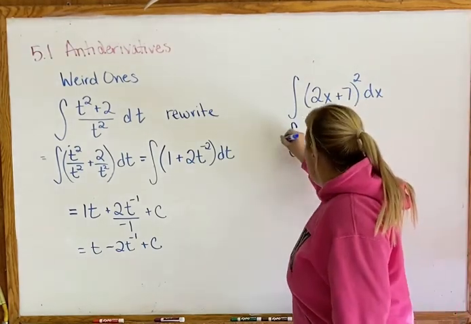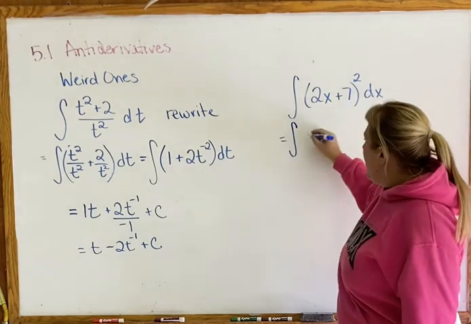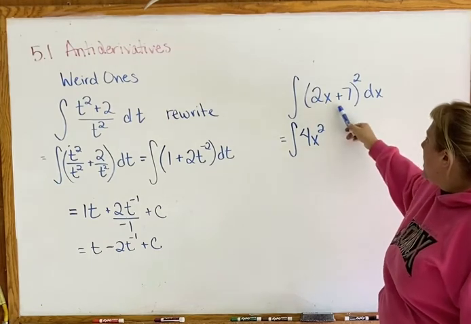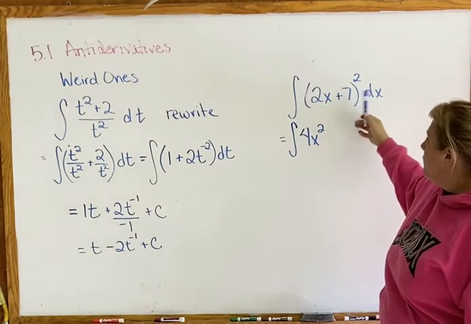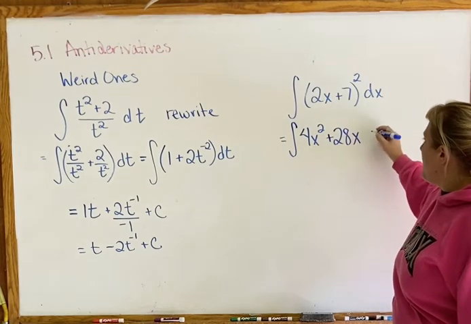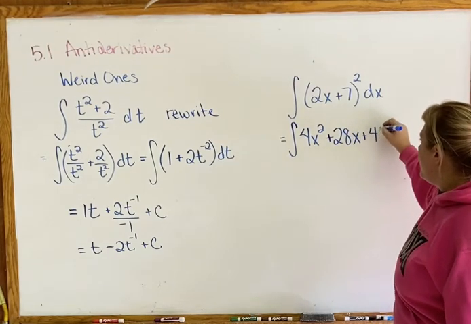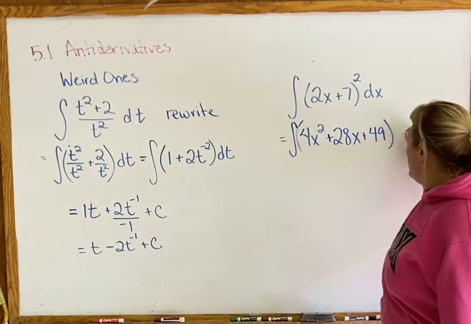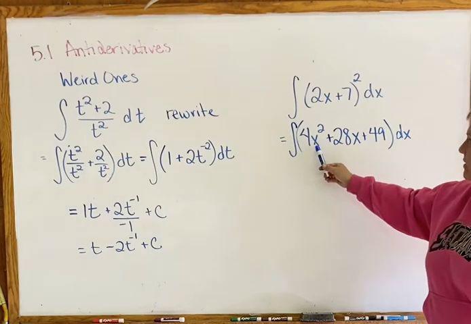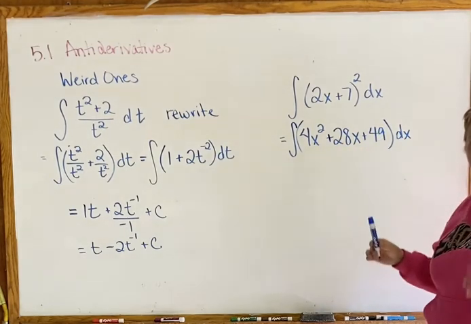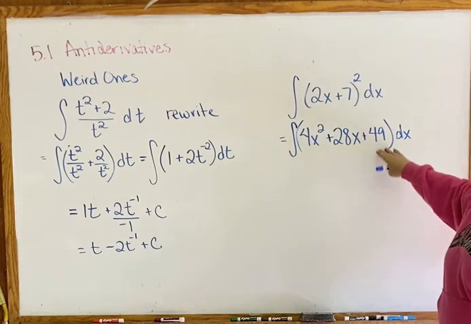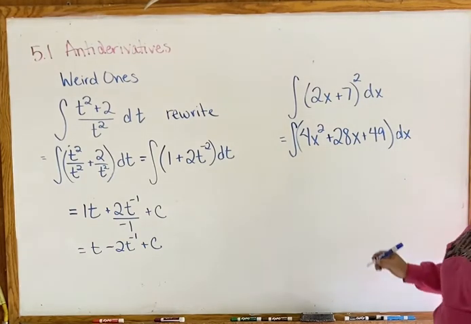So we'll end up, when we FOIL this out, we'll have 4x squared up in the front, and then we're going to have 14x and another 14x, so we'll have 28x, and then plus 49 at the end, dx. So again, we get it into a notation that looks very similar to what our rule says. Split between addition and subtraction, whoop, and then we can find the antiderivative.